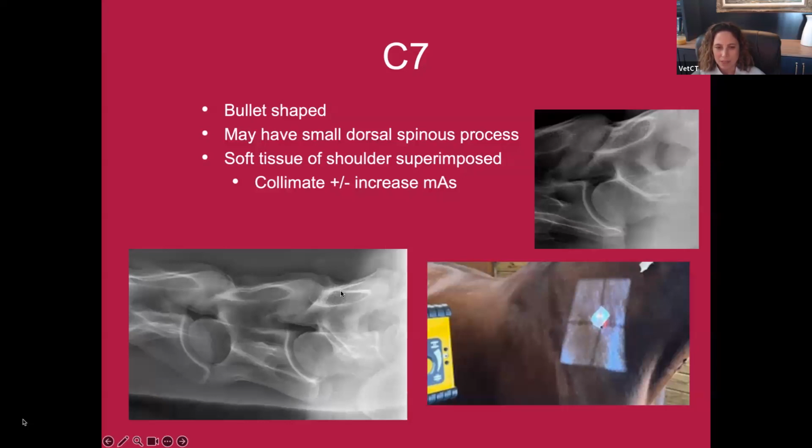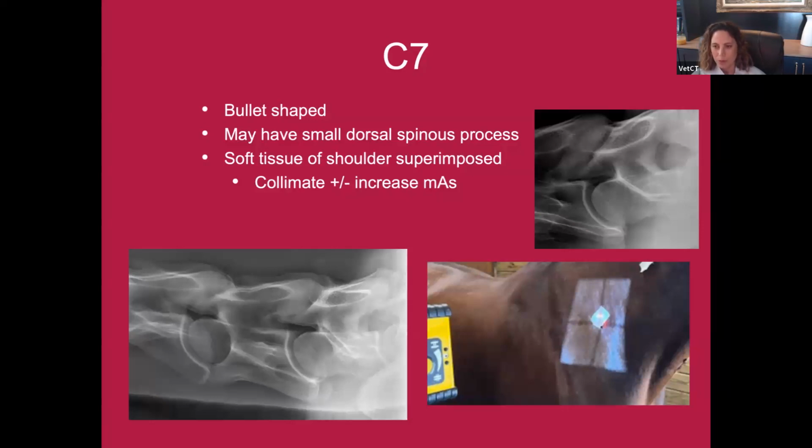You can notice that we have increased soft tissue opacity here, superimposed on that C7 vertebra. And that's because this guy is nestled right under the soft tissues of the shoulder, which makes it a lot more challenging to get to radiographically. So we'll cover some tips and tricks on how to get your radiographic image of C7 to look like these. I recognize this can be a real challenge in the field with portable units.